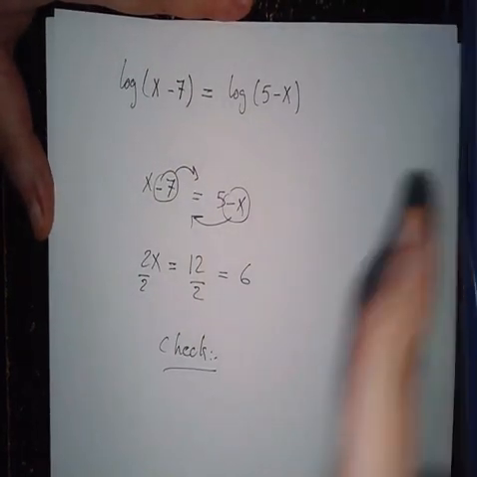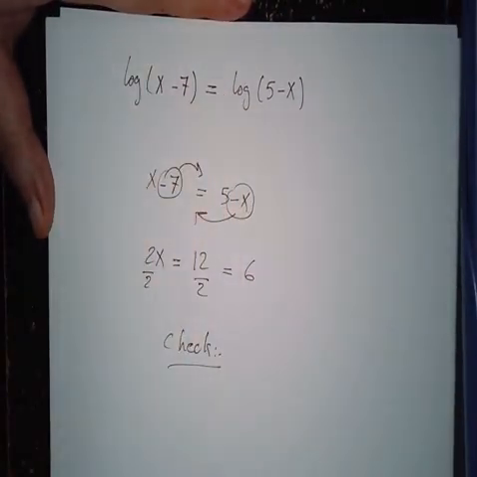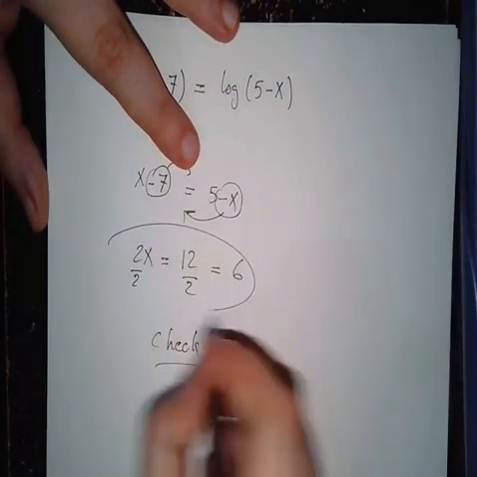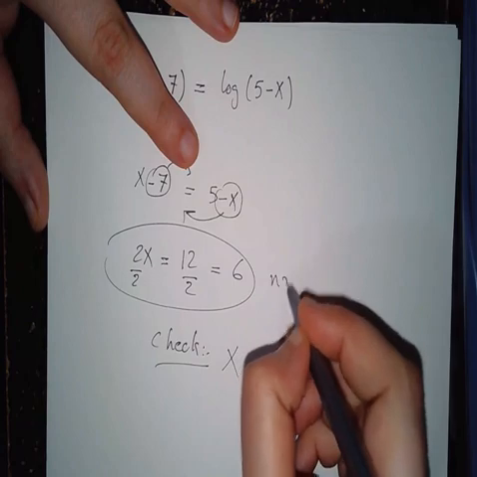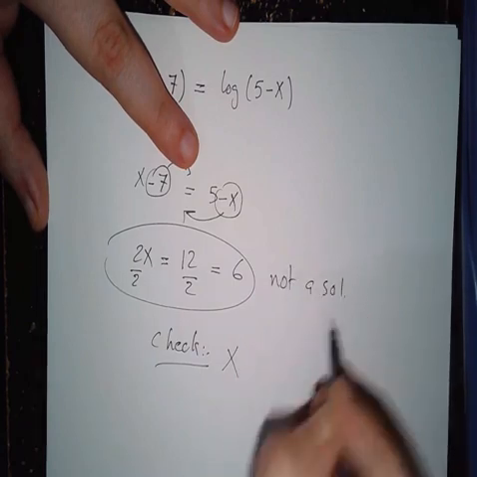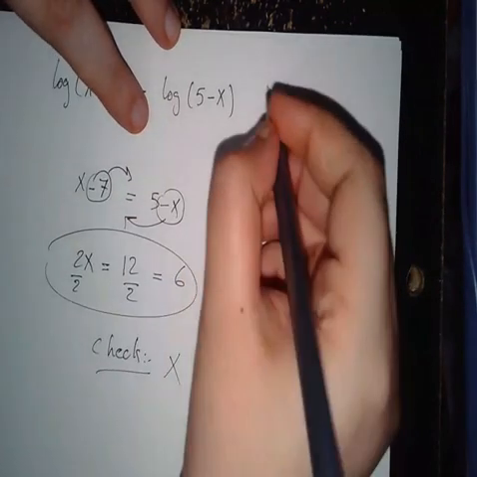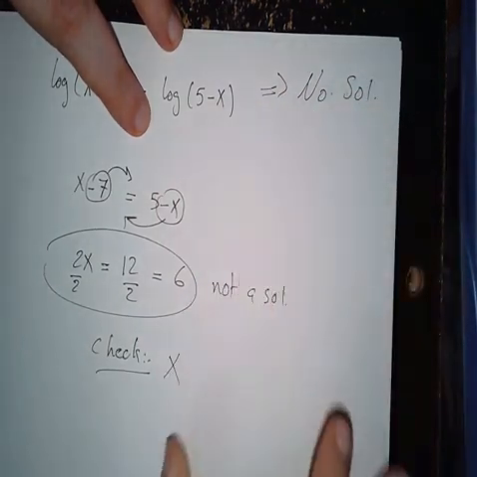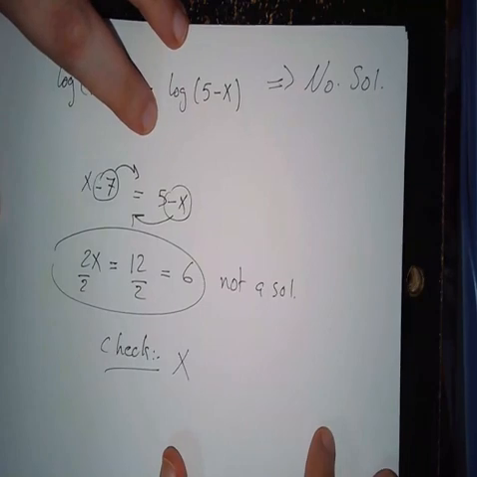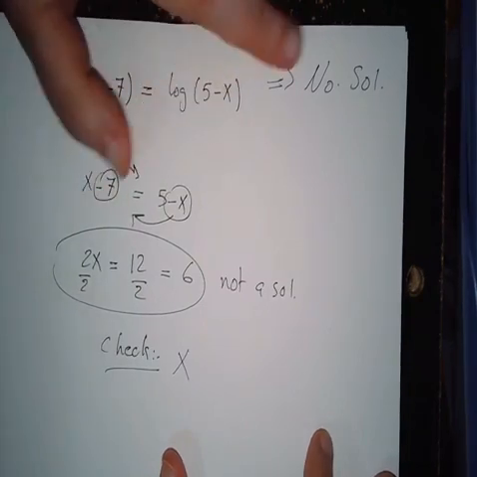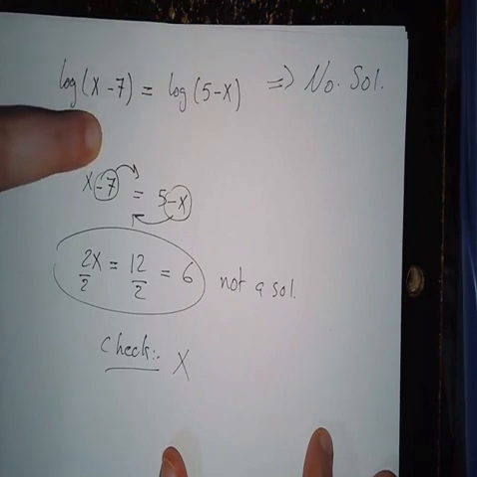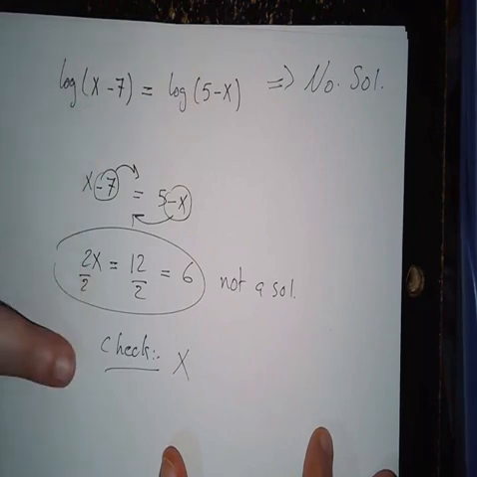Okay? So, since we plugged it in and it didn't work, that means it failed my check. This is not a solution, which means the question has no solution. Okay? So there's no solution. There's no solution that gets this equality, because the only answer we had didn't work. Okay?